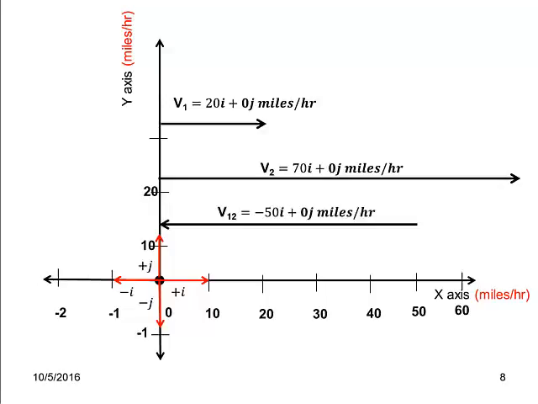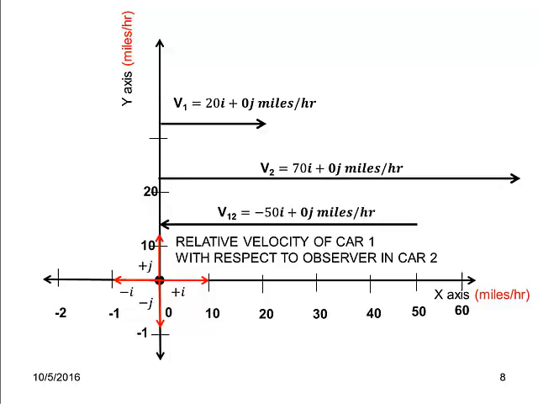Now we can see that v12, or the relative velocity of car 1 with respect to car 2, is the same as the vector difference between the velocities of car 1 and car 2. That is, v1 minus v2 equals minus 50 miles per hour.